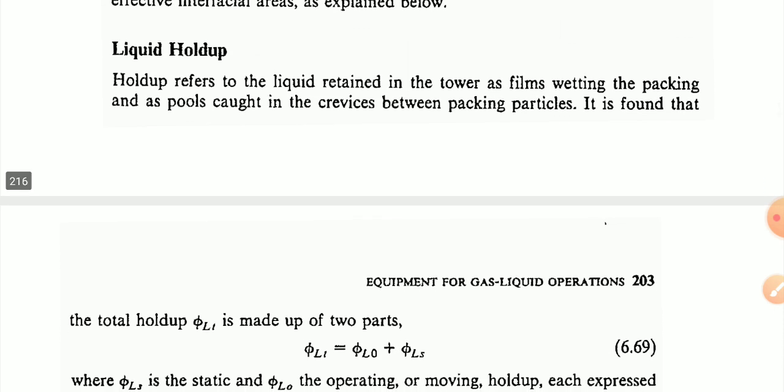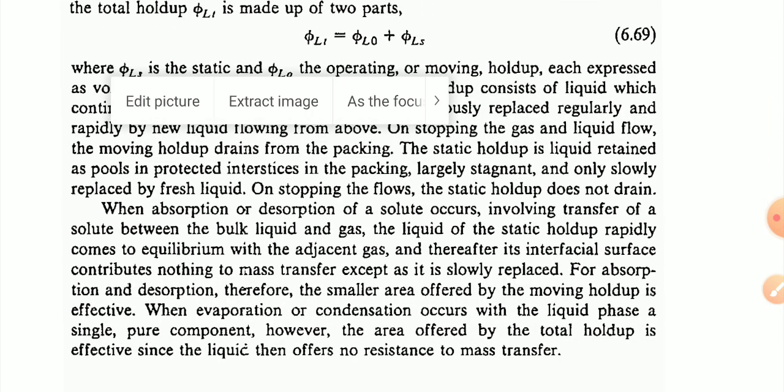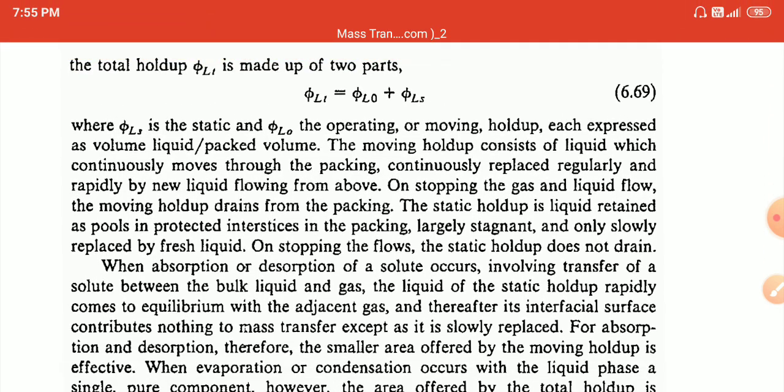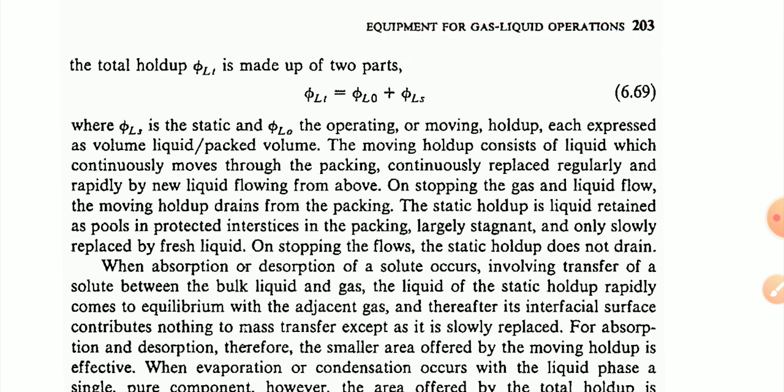Liquid holdup refers to the liquid retained in the tower as a film wetting the packing and in pools or crevices between the packing particles. It is found that the total holdup phi L is made up of two parts, the LO and LS. LS is static and LO is operating, or moving. Static and operating. Each is expressed as a volume of liquid per packed volume.